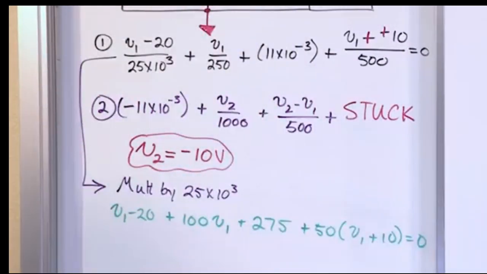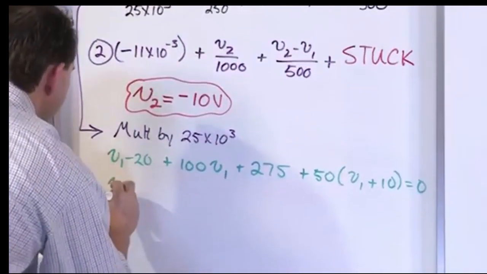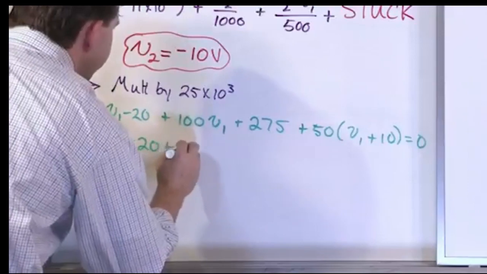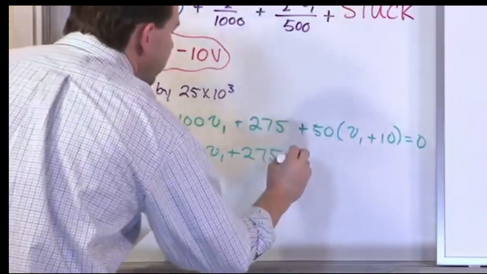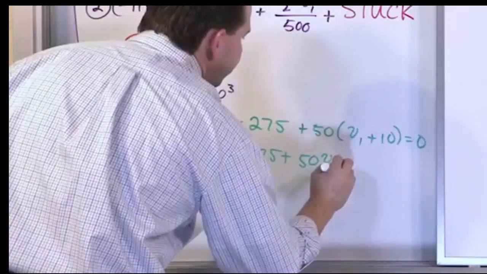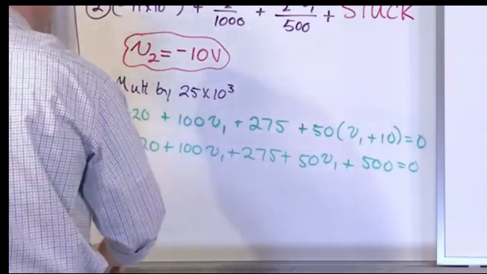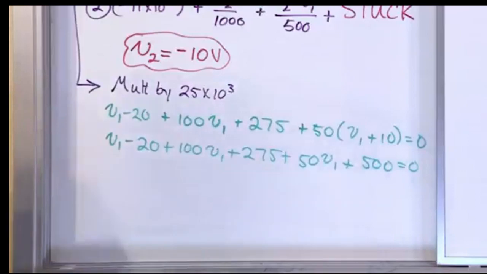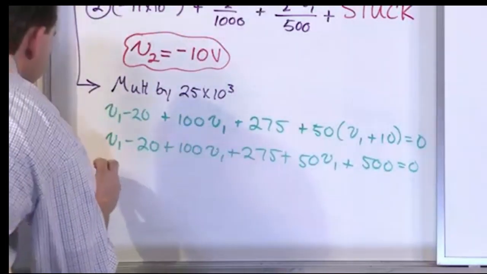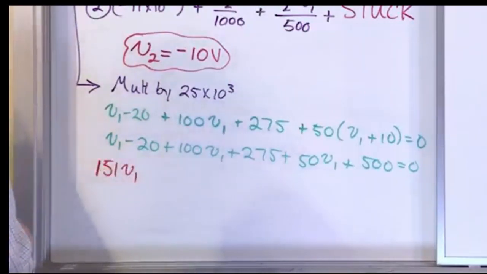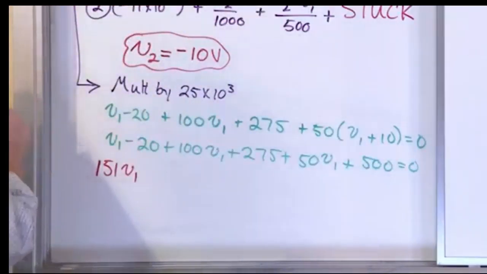So this equation looks a lot nicer. So even though it will take a little time, let me just rewrite it again. Minus 20 plus 100 V sub 1 plus 275 plus 50 V1 plus 500, because we multiply these guys together. Okay, now we add everything together. If we take this V1 plus 100 more plus 50 more, we'll get 151 V sub 1. Negative 20 plus 275 plus 500 is going to give you 755.